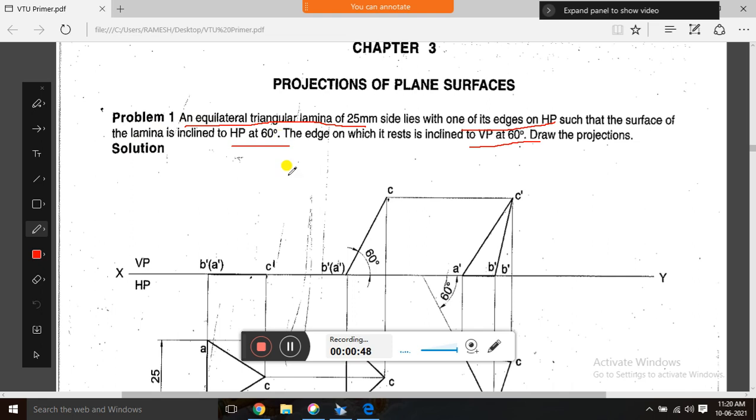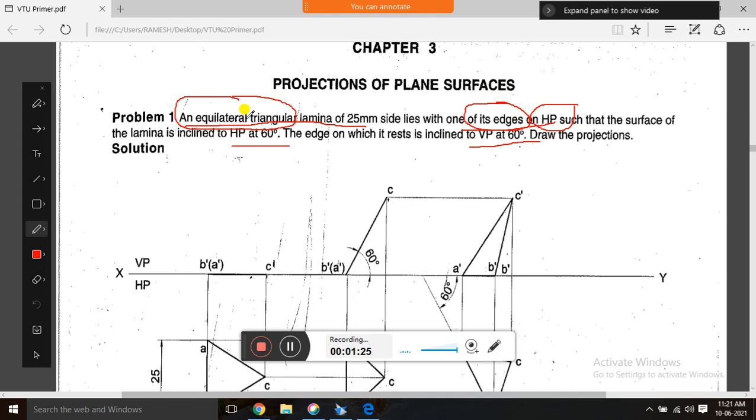So here, in the last class I explained some of the important points to remember. According to that, first you have to identify the plane. So in this problem the plane is an equilateral triangle, first thing. Second thing, you have to see whether it rests on HP or on VP. So this problem is based on resting on HP. And third thing, you have to identify whether it is a corner condition or an edge condition. So in this problem they have given an edge condition.